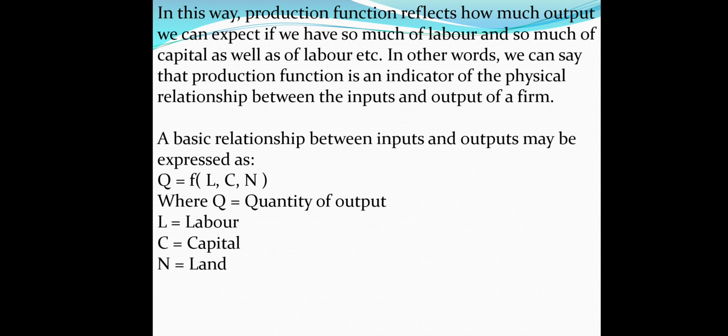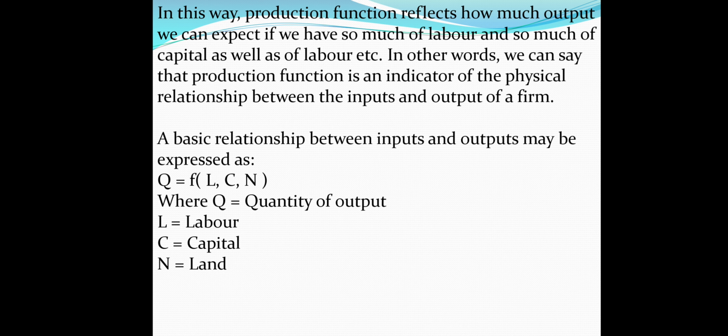In this way, production function reflects how much output we can expect if we have so much of labor and so much of capital as well. In other words, we can say that the production function is an indicator of the physical relationship between input and output of a firm.